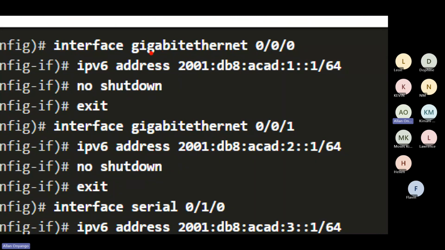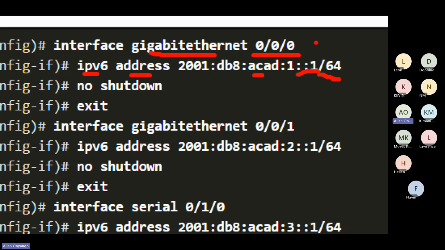First thing, go to the interface, say interface gigabit Ethernet G0/0/0. Then you say ipv6 address, then put 2001:db8:acad:1::1/64. You see the /64 is put together with the address in IPv6.